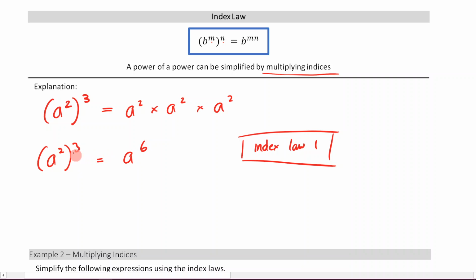And now you can notice something. 2 times 3 is equal to 6. So instead of doing this and then adding them together, a far better way to do it would be to do this. So I'm going to rewrite it again, just to show you. A quick way to answer this would be to go 2 times 3, which is equal to a to the 6. So what I'm doing there is multiplying my powers to get the answer.